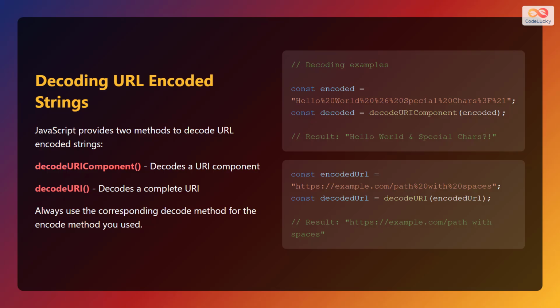Similarly, if you have an encoded URL like https://example.com/path%20with%20spaces%27, decoding it with decodeURI will result in https://example.com/path with spaces'.